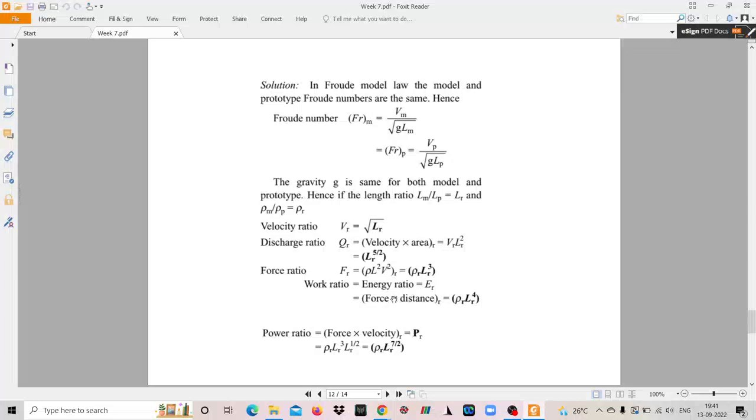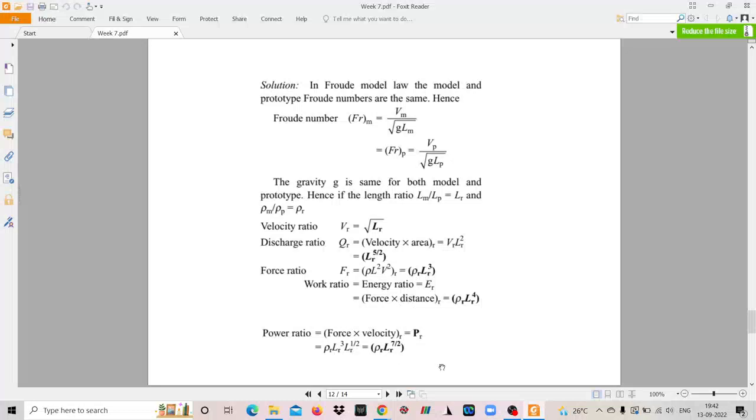Then work ratio. Work is force into distance. What is work done? Work done is the dot product of the force and the displacement. In the scalar form, if you write only in terms of magnitude, or if you want to check the dimensions, then it is force into some distance, scalar force multiplied with the distance. So force rho R LR cubed and distance is LR, so work ratio is rho R LR to the 4. Similarly power is equal to force into velocity. Force is rho R LR cubed and velocity is LR to the half, so power ratio is rho R LR to the 7 by 2.